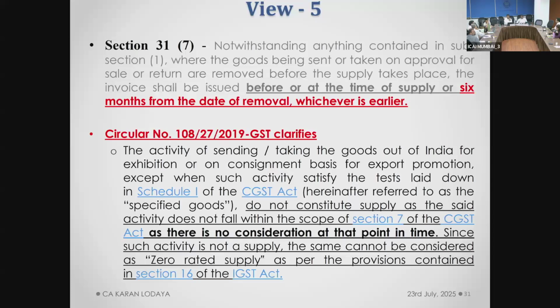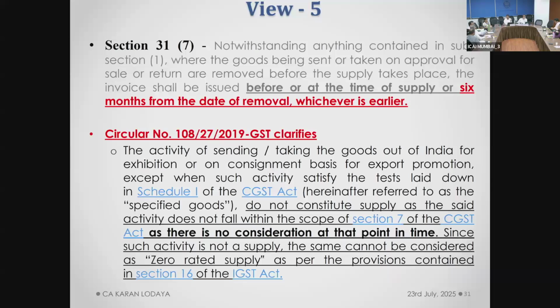There is one circular to this, which I will read first. The circular states that the activity of sending goods out of India for exhibition on consignment basis for export promotion, except where such activities satisfy the condition, does not constitute supply, as the said activity does not fall under the scope of Section 7, as there is no consideration at that point in time. On the day I sent the goods for export, the consideration is not known.